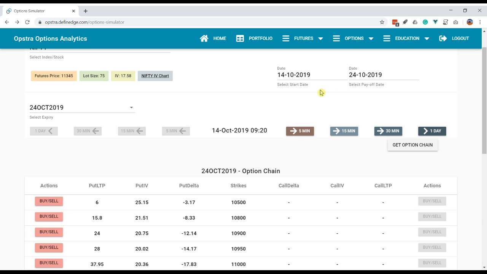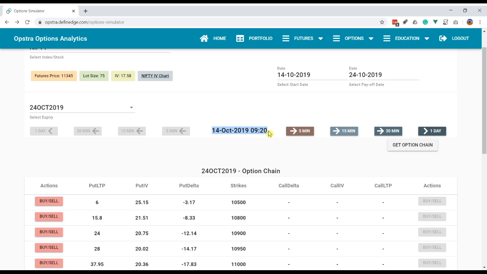Once you select this payoff date and start date, it will show you what is the current time point. The current time point is the starting of the 14th October, 9:20 AM in the morning. And here the minimum time frame in the option simulator is 5 minutes. So you can proceed. If you have placed a strategy, you can proceed further in future by 5 minutes, 15 minutes, 30 minutes or even 1 day. Depending on how fast you want to check your strategy, you can use whatever time frame you want. For example, if you want to check an intraday strategy, maybe a 5-minute one will work better than a 1 day time period.